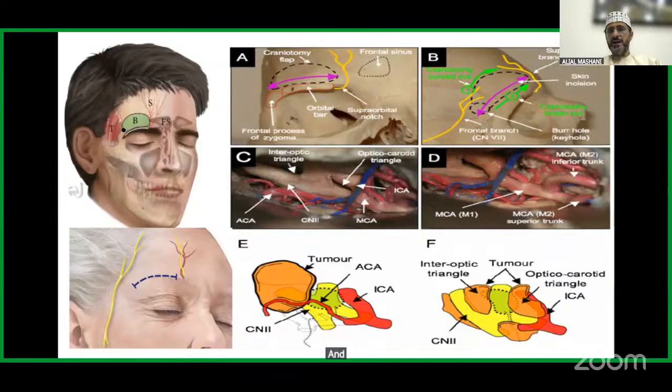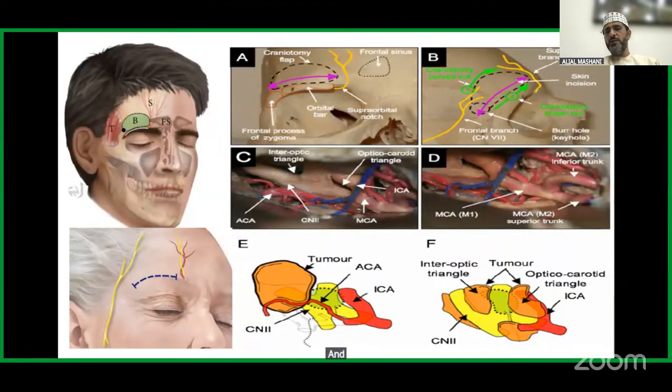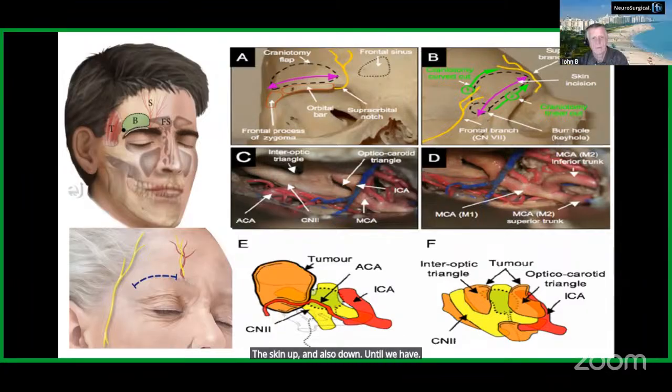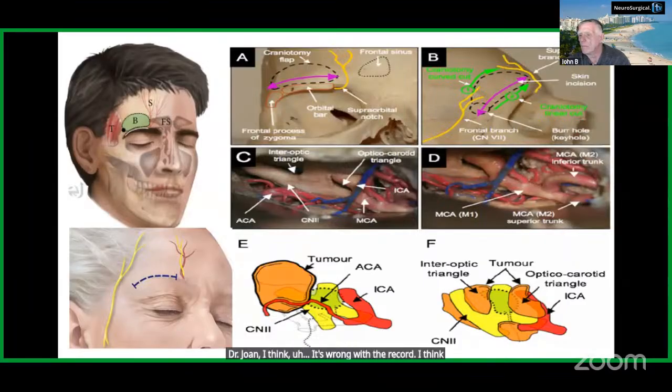After we do the surface anatomy on the skin, we have to go in where we do our incision, and then we reflect the skin up and also down.